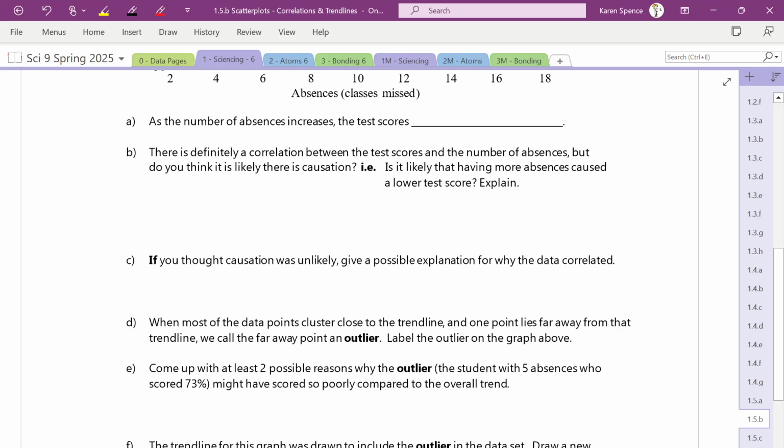So if you are to take your line, are the points close to the trend line or are some further away on other sheets? What were any questions?